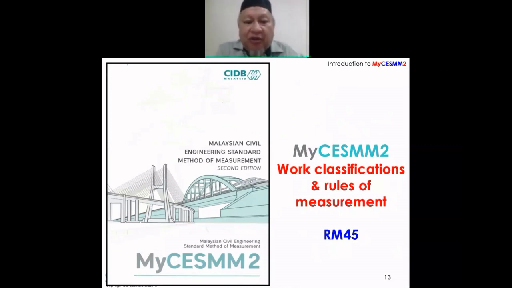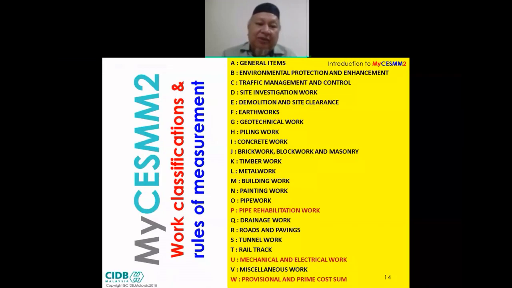Okay, the main book, the most important book, is the green book, MyCESMM 2, which consists of the work classification and rules of measurement. The price of it is RM45. And the content, basically the table of contents, is divided into chapters. We don't call them chapters, we call them classes. Class A until class W. Sorry, class A is missing here somehow. But A is general items, or what you may understand as preliminaries. So these are the classes or the chapters.